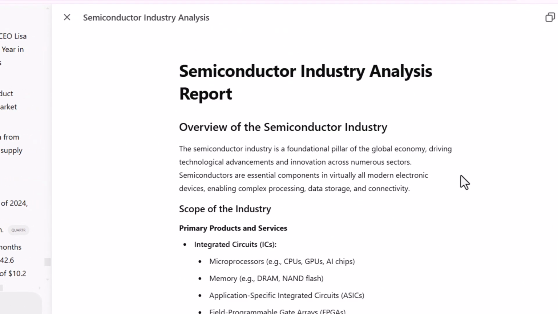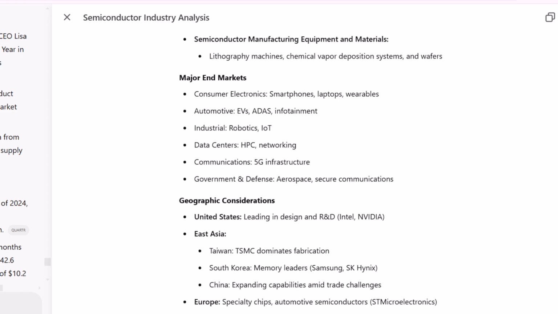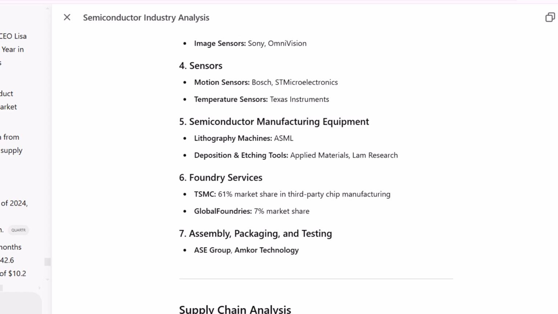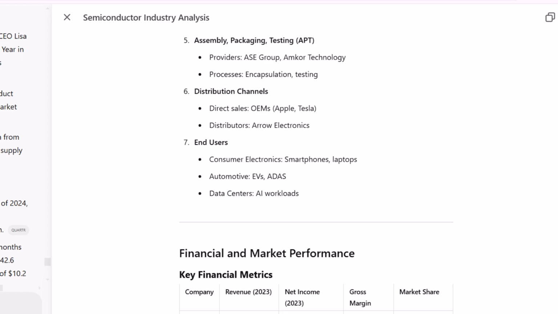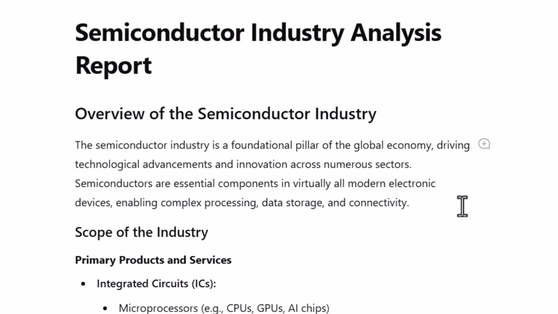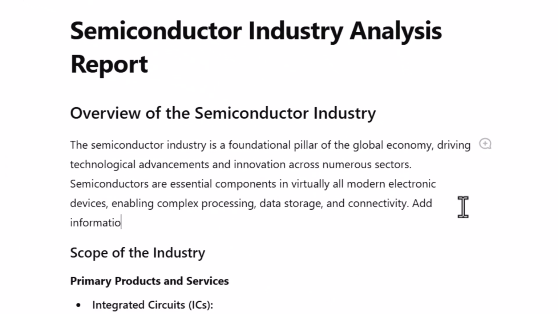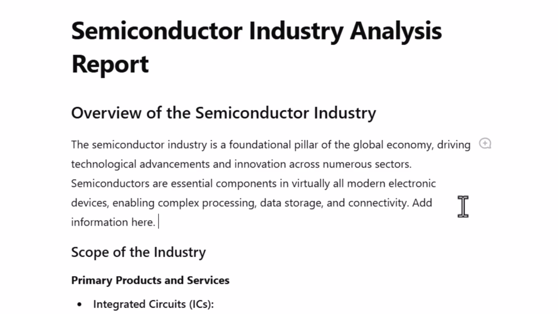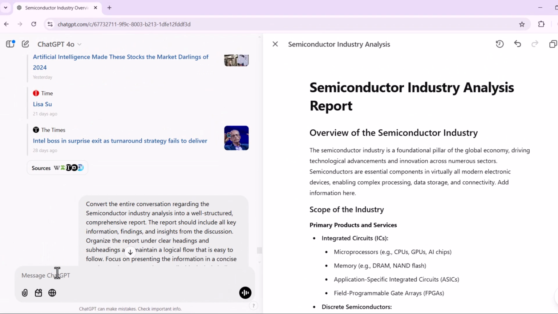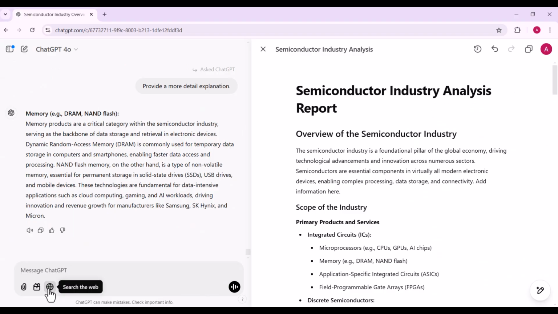The report starts with an in-depth industry overview, and it basically presents everything that we covered in the analysis into a very well-structured and organized report that's full of valuable information. The great thing about Canvas is that we can modify this text directly inside of ChatGPT. We can also target specific parts of the report, ask follow-up questions, and continue to build on it. This analysis can be shared and used as a reference document when needed in the future.